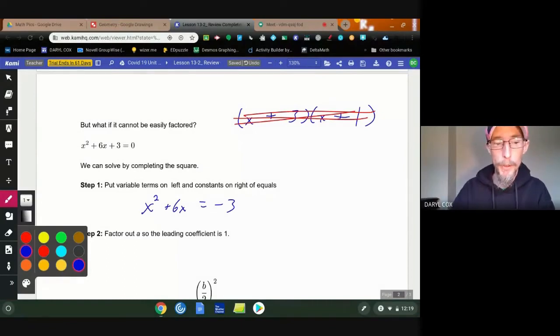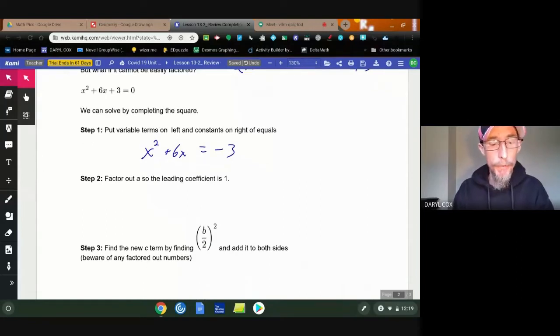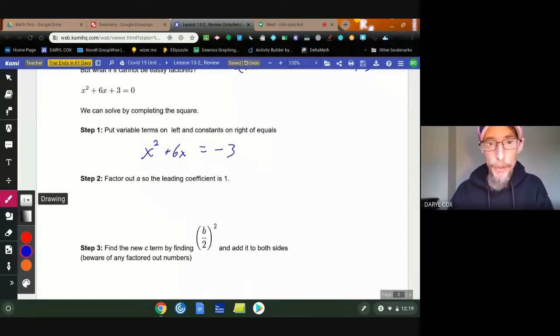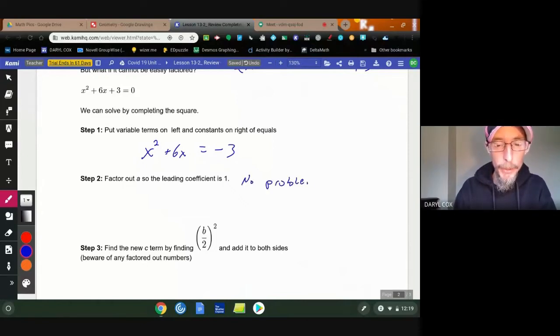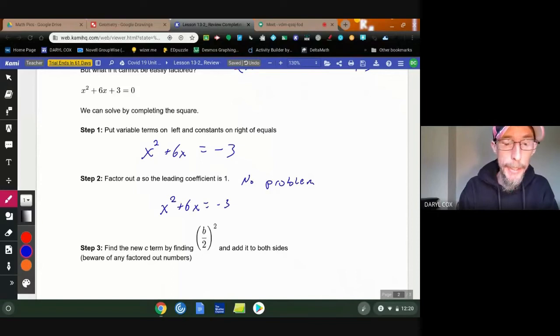So far, so good. Okay. Now, if there's a leading coefficient in front of that x squared, we need to factor that out. In this case, no problem. We'll look at an example later in which we'll have to factor that out. But right now, that's no problem. My leading coefficient is 1. For those that don't know, the leading coefficient is the first coefficient. That's why it's called the leading coefficient, because it's the one that's first. Okay?